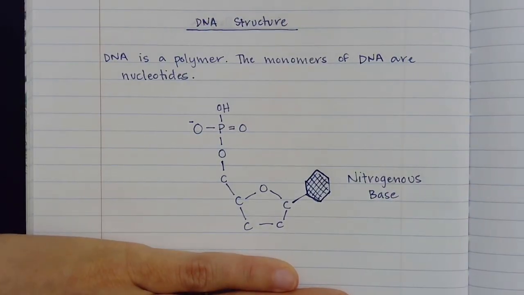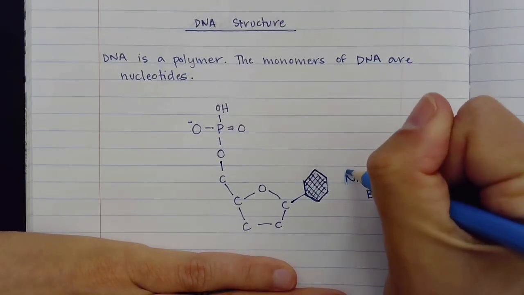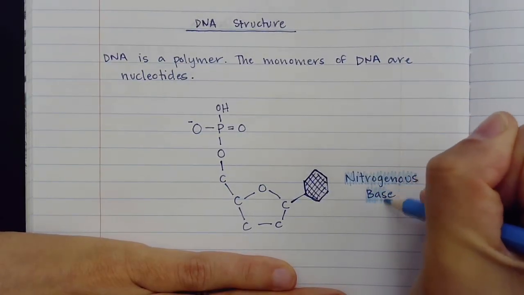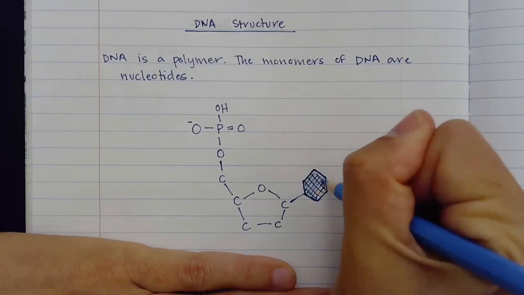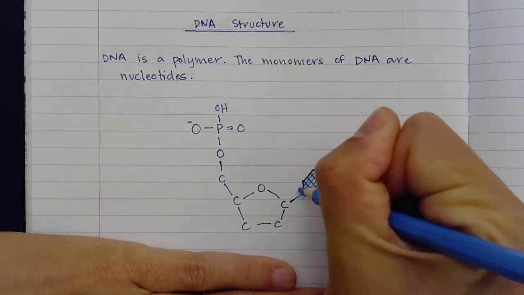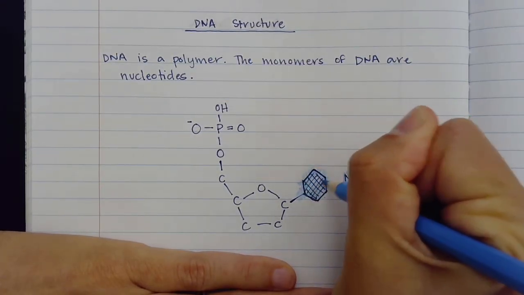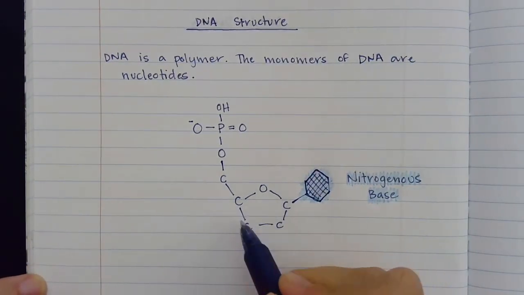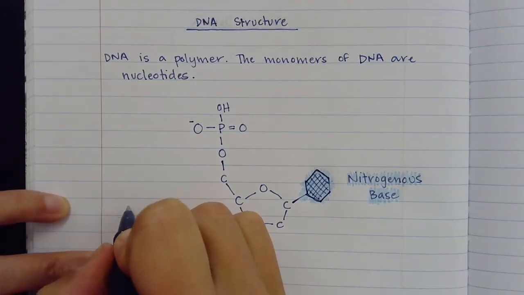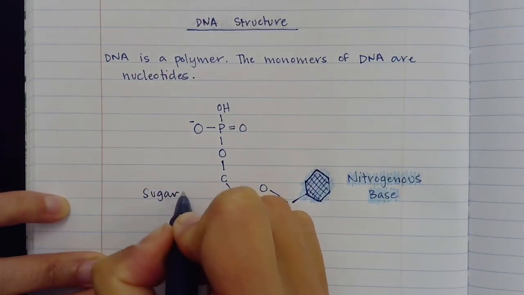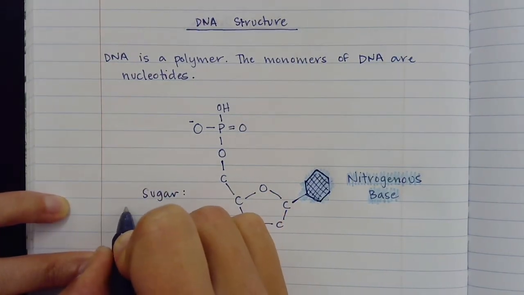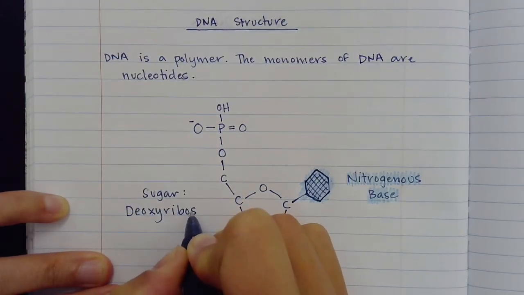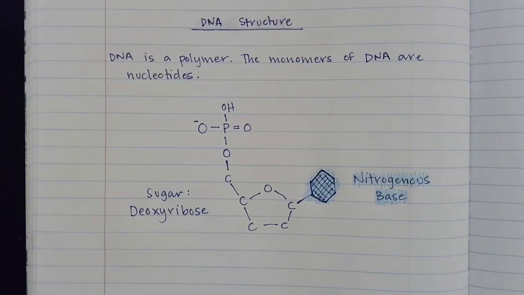And you are going to need to be able to recognize that this is a nitrogenous base. So I'm also going to color it so that there is no doubt in your mind that this thing here is a nitrogenous base. This carbon ring structure that is a sugar has a special name in DNA. It is a deoxyribose sugar. And I'm going to color this deoxyribose sugar red.